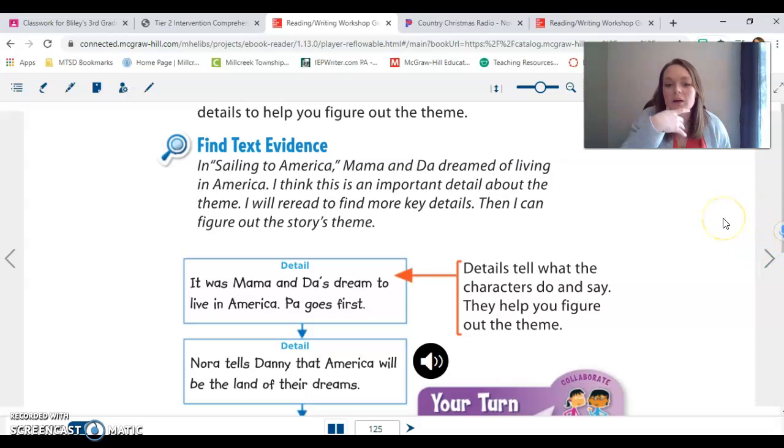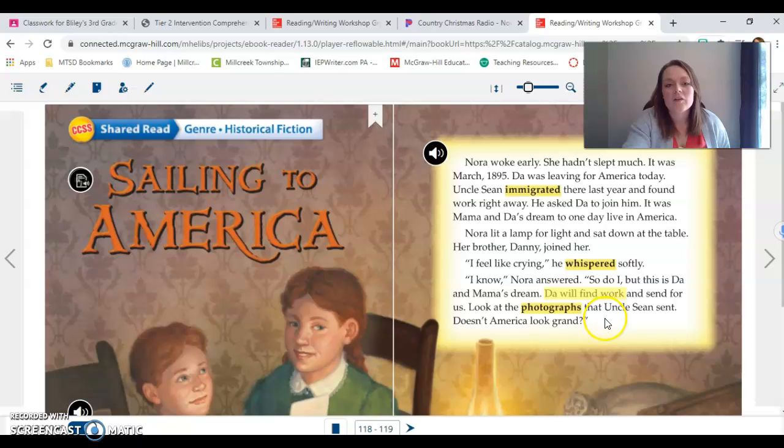Okay, so why will America be the land of their dreams? Let's look back into the book. Sailing to America. Okay, so Mrs. Wiley read this to you yesterday. Let's look and see why this would be the land of their dreams. Something that we could put in the box below. Mrs. Wiley's just going to talk about it, but if we were in school, we would write about it also. That Dad will find work.